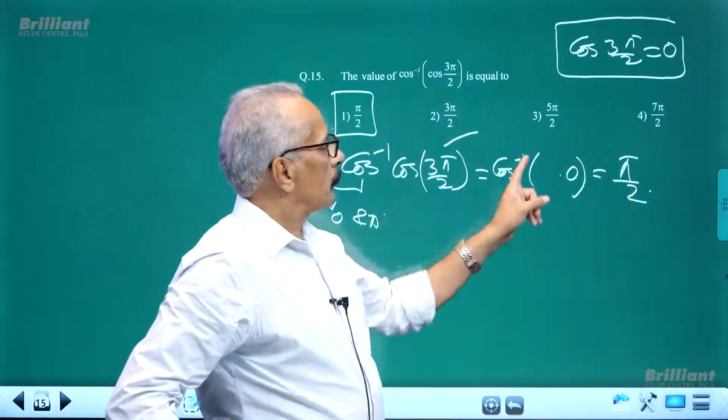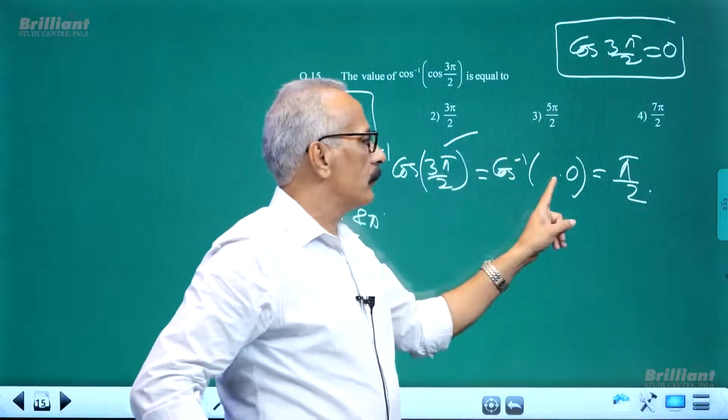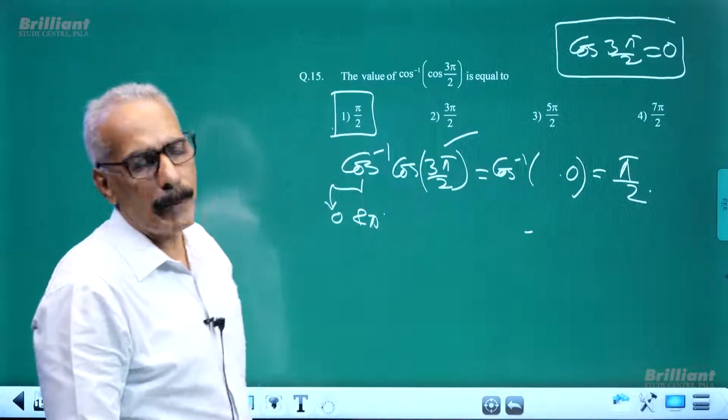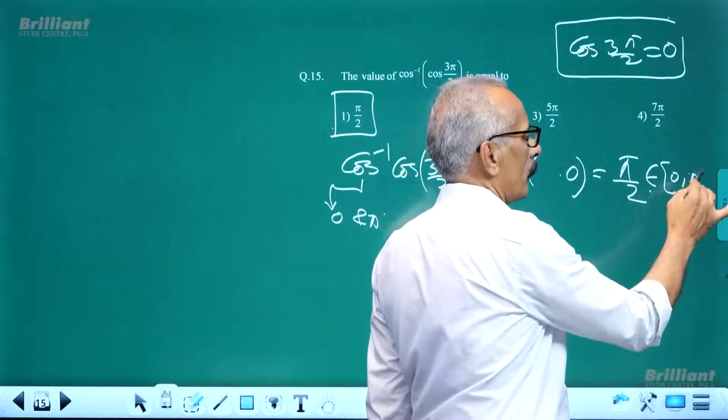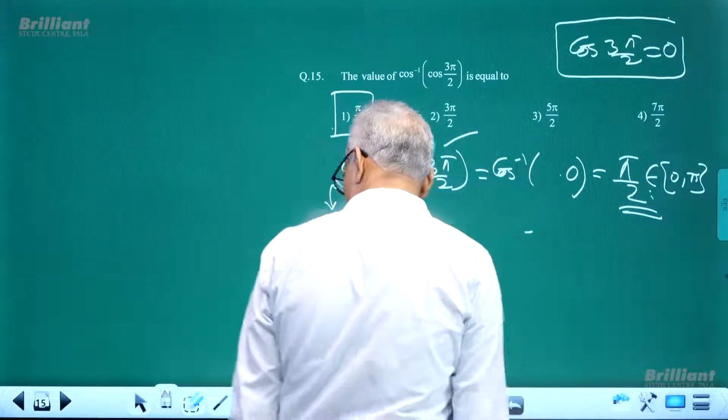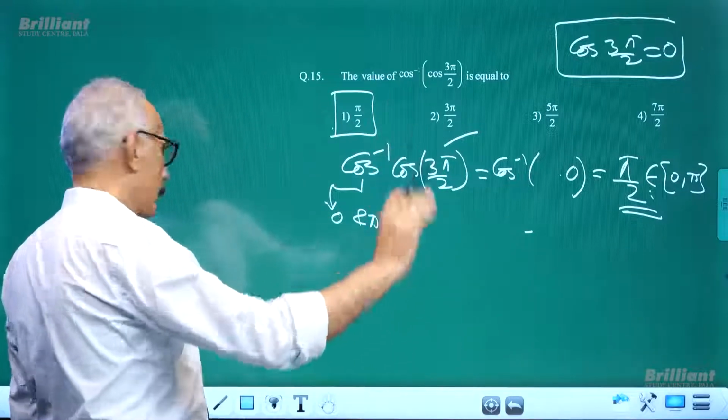Cos inverse cos 3 pi by 2. Cos 3 pi by 2 is 0. Cos inverse of 0 is what? Pi by 2. And pi by 2 belongs to which interval? It belongs to 0 to pi. That's why the answer is pi by 2. Principal value branch.